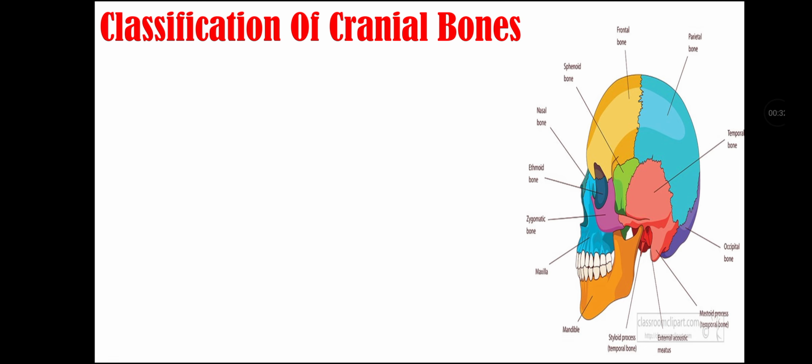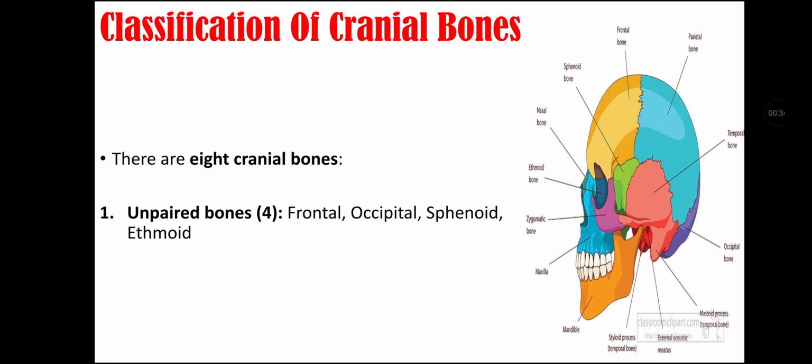Classification of cranial bone. There are 8 cranial bones that include 4 unpaired bones and 4 paired bones. 4 unpaired bones include one frontal bone, one occipital bone, one sphenoid bone and one ethmoid bone. And 4 paired bones include 2 parietal bones and 2 temporal bones.